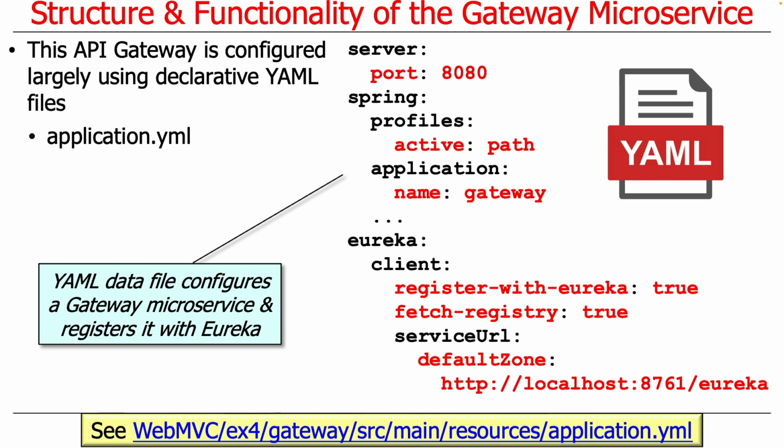So this is what the application YAML file looks like. This is what is used to configure the gateway microservice and to register that microservice with Eureka, which is why Eureka needs to start first. So as you can see here, this is where the gateway will listen. Whoops, it'll listen on port 880. And that's its name, gateway. And it tells it some other configuration things.